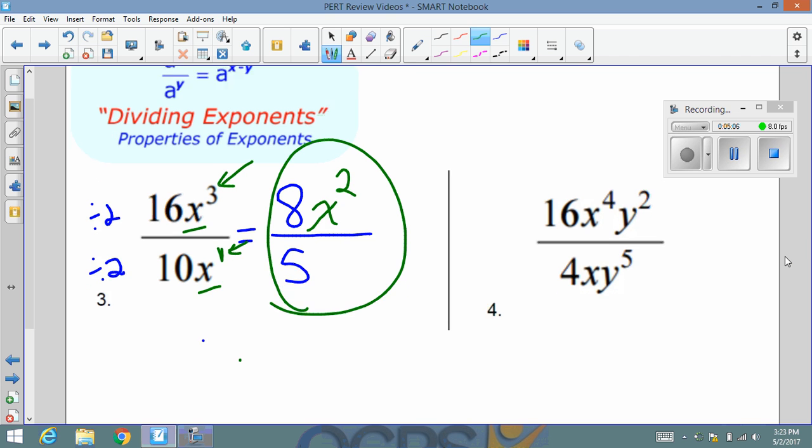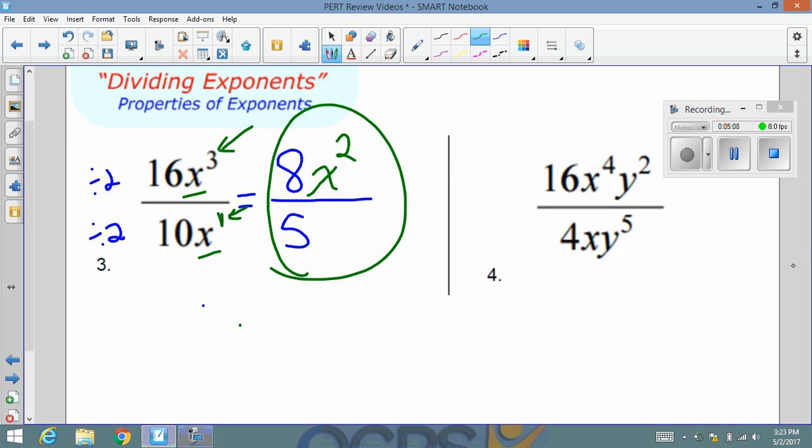Let's look at number 4. Again, I'm going to start by drawing my fraction bar. I don't always need it, but it's good to have it there. Looking at my coefficients, so my coefficients here are 16 and 4. 16 divided by 4 is 4. That does go evenly. Then looking at my x's. So base of x, remember the exponent there is 1. Larger exponent is in the numerator, so I'm going to keep it in the numerator. 4 minus 1 is 3.